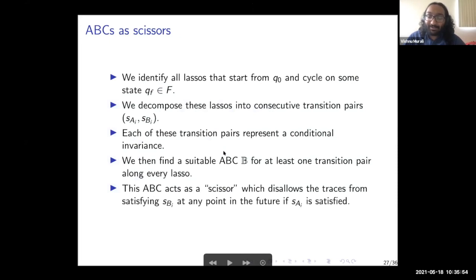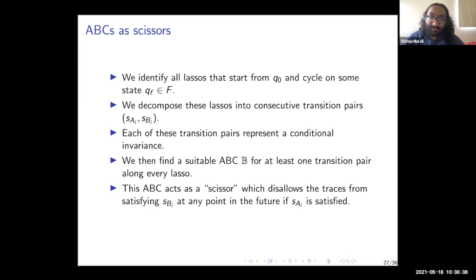To show the satisfaction of arbitrary specifications, we take the implicitly quantified Buchi automaton and then identify all lassos that start from the initial state Q0 and cycle on some accepting state QF in F. A lasso is a simple path from Q0 to QF, followed by a simple cycle from QF to itself. We decompose these lassos into consecutive transition pairs, which we call SAi and SBi. Now, each of these pairs represents some conditional invariance property. If we can find a suitable augmented barrier certificate for at least one transition pair along every lasso, we can guarantee the satisfaction of the specification.